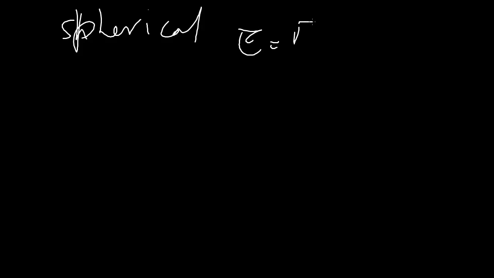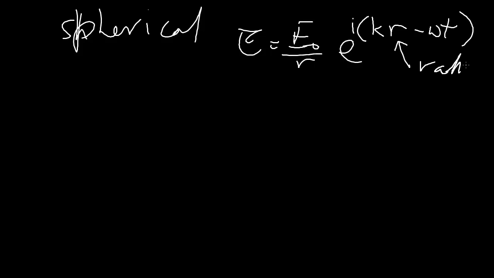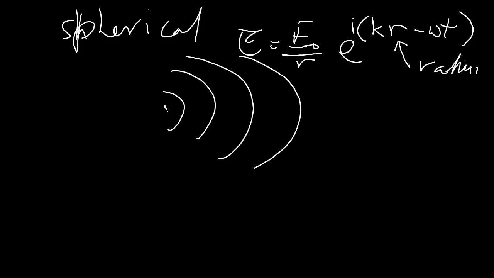Another type of solution is your spherical wave, and that's the one where you have E is equal to E naught over r e to the i k r, r being the radius from a source, and that's the one where you have a dot and it emanates out in spherical shells. Now, to marry these two representations between the spherical wave and the plane wave, we have what's called Huygens' principle.